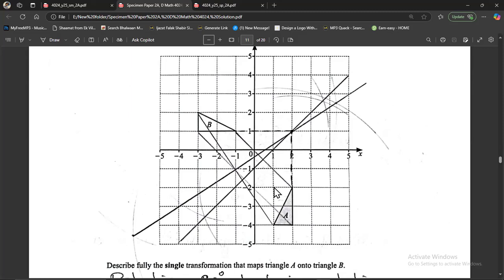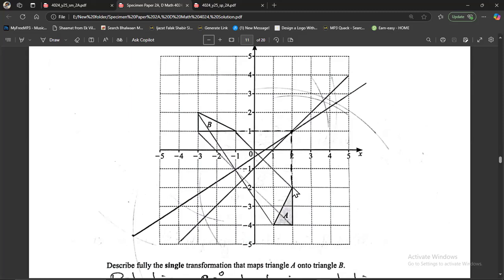You can see them. And I prolong these black lines. They are perpendicular bisectors. And where they intersect with each other, that is the center of rotation. So they intersected each other at (2, 1). So that is the center of rotation. Now, how much is the angle of rotation?